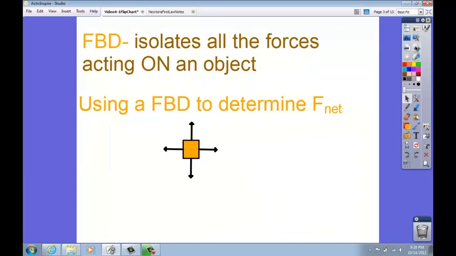And we don't typically study individual forces. We look at the result of multiple forces that are acting on an object, and we call that the net force. So the first thing that we have to do to understand forces is to first be able to identify them and then be able to determine F net.